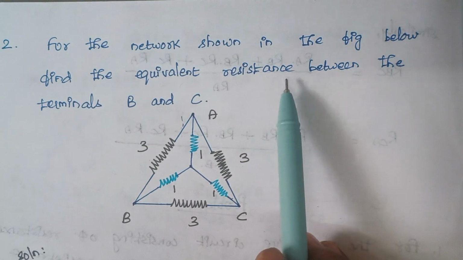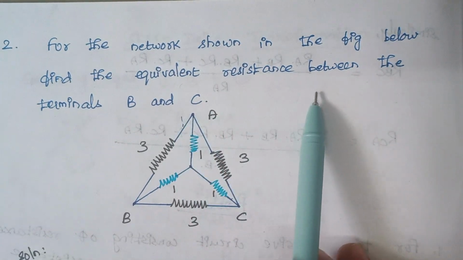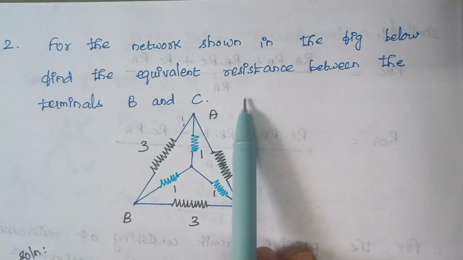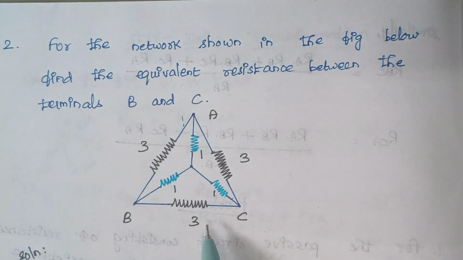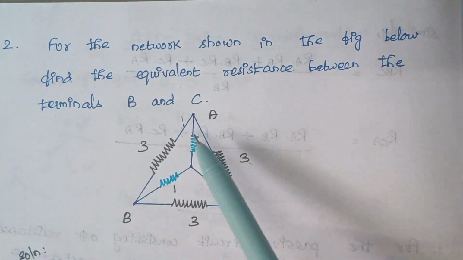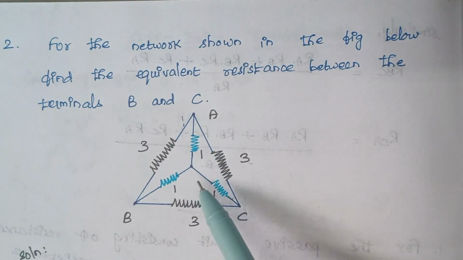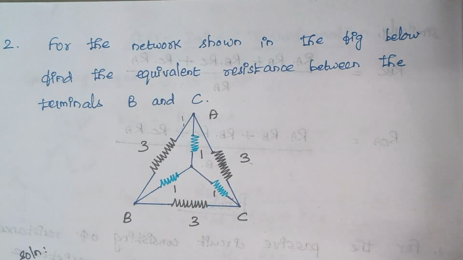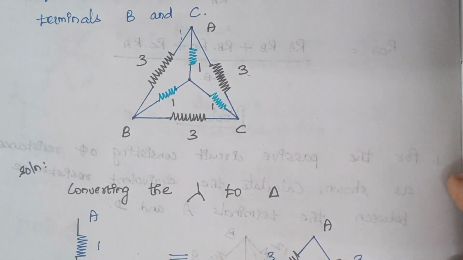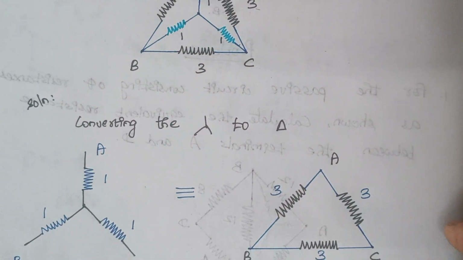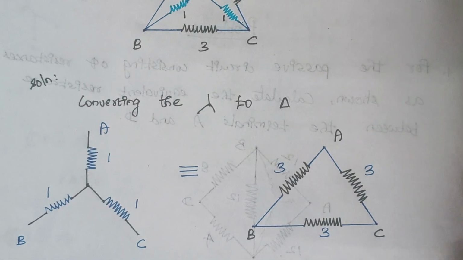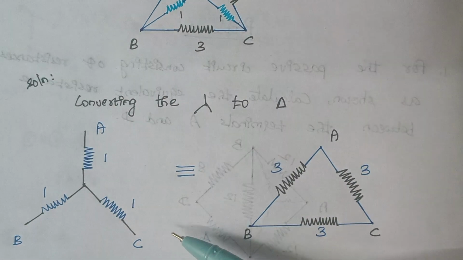For the network shown in figure below, find the equivalent resistance between the terminals B and C, right? So from this diagram you see we are having a delta network and a star network. The first step is we are going to convert this star into delta here, right? So converting star to delta. So again what is the formula?